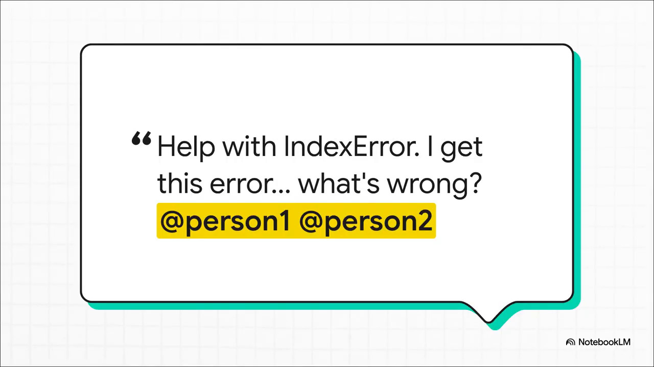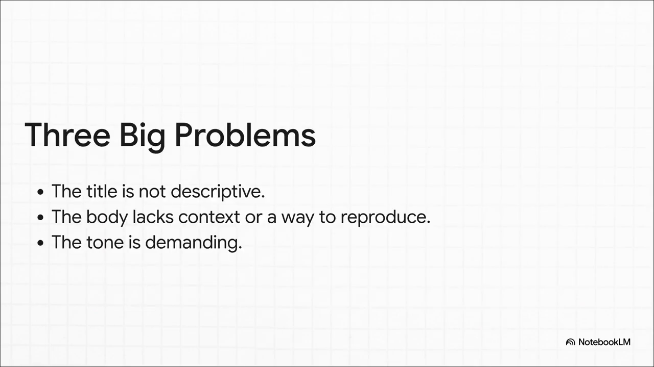So the first attempt has a title like "Help with Index Error." The body basically just says, "I get this error, what's wrong?" And then, to top it all off, it directly tags a couple of people. It's short, sure, but it is definitely not sweet. In fact, it has some major problems. This kind of post is probably not going to get a good answer, if it gets one at all.